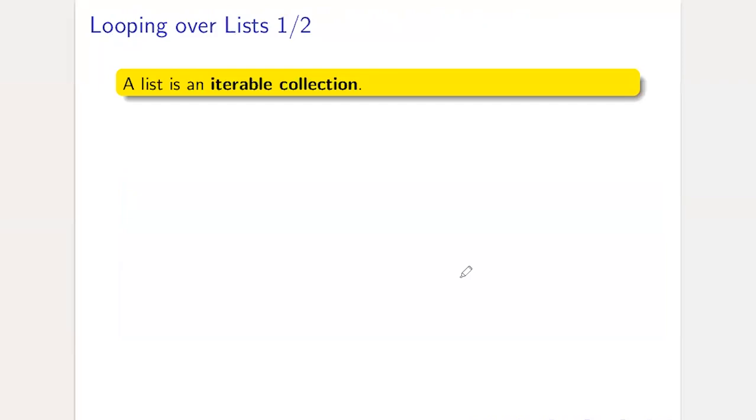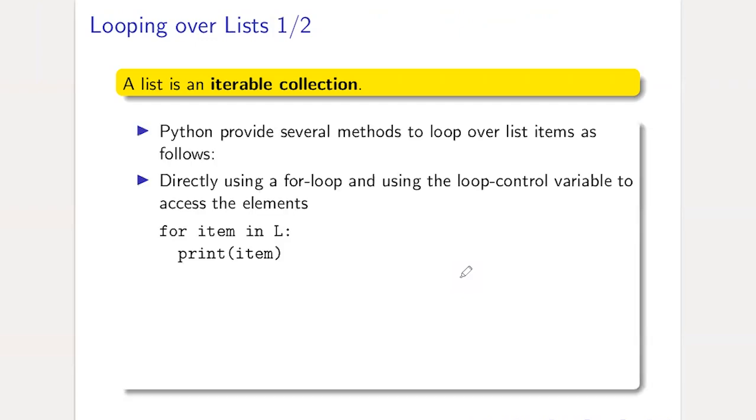Let's look at how we could iterate or loop over a list. That means to go about accessing elements one by one. As we said, a list is iterable. There are several methods on how to access these items one by one. One of the methods is to directly use a for loop. You are familiar with the for loop, and we will use a loop control variable to get the elements.